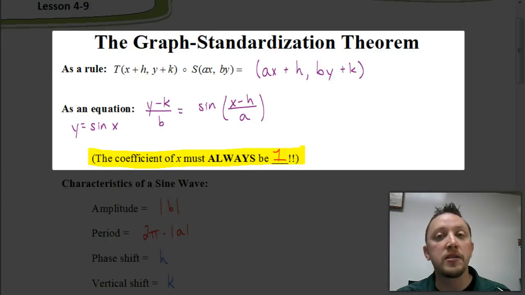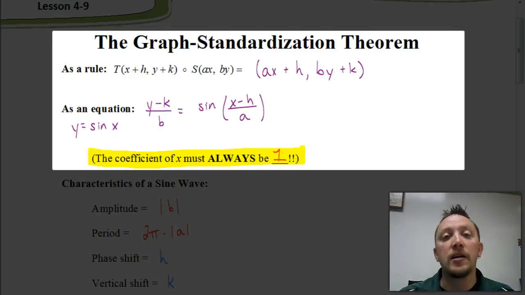And for the x's, we're going to replace x with the opposite of what happens with the x, so it'd be x minus our h value from our translation. And for our scale change, we take the opposite of what happens to the x there, which originally would be multiplying by a. So in our equation, we would divide by a. So this is our equation.